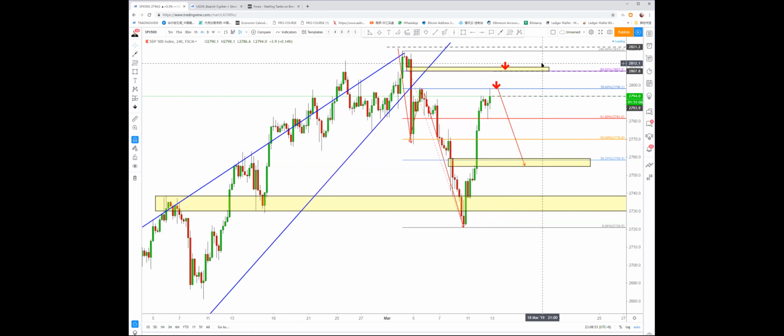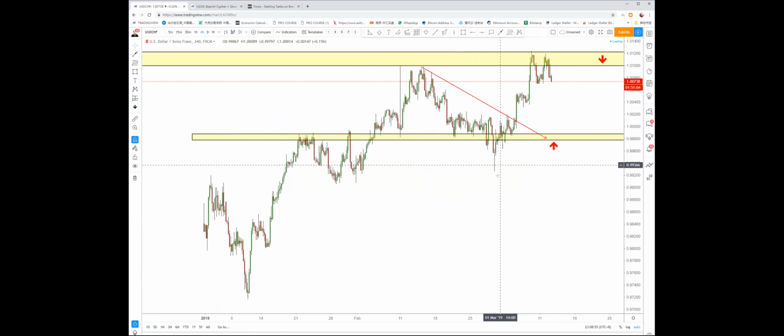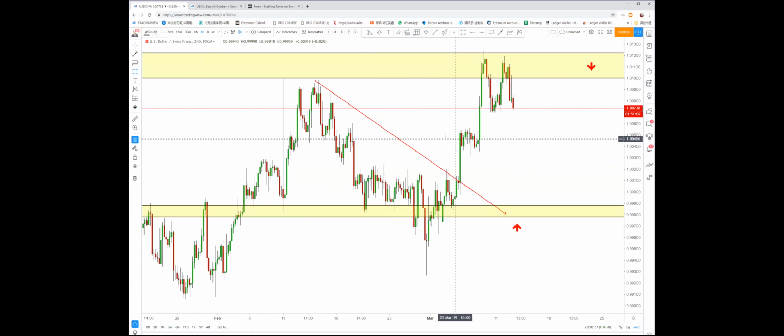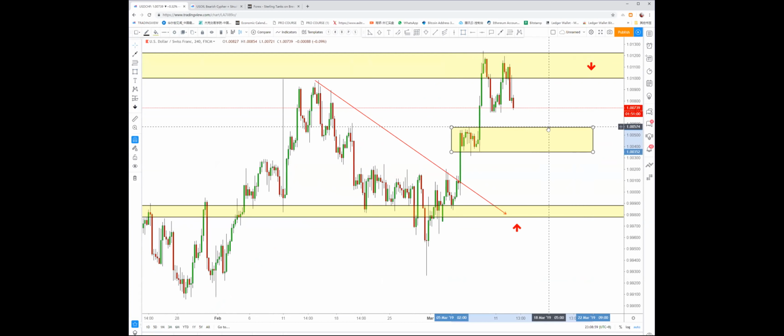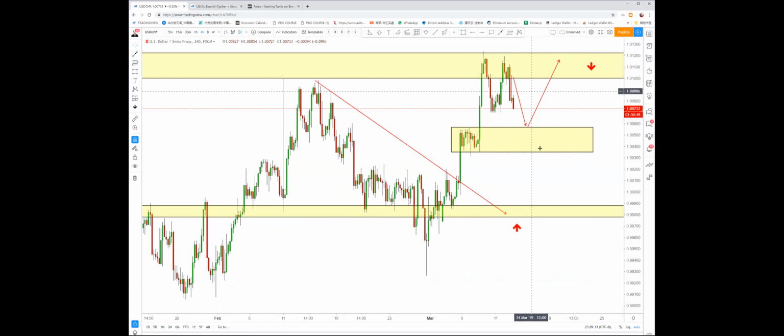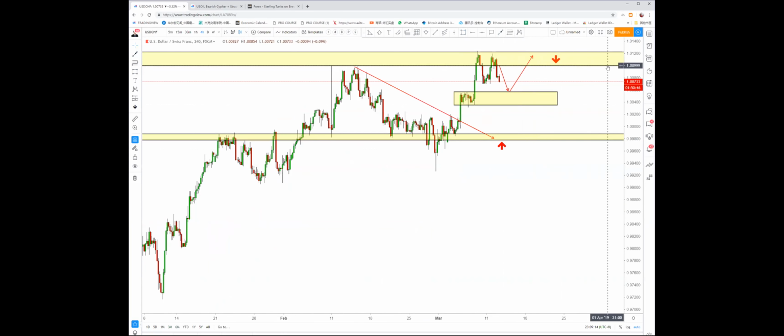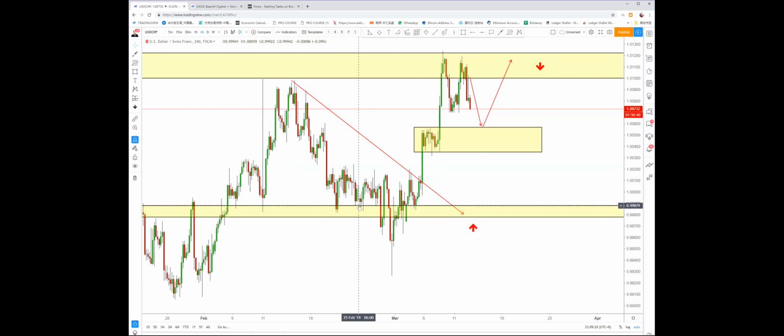Dollar Swiss will be similar to DXY. So dollar Swiss, buy from here, buy from 1.0057. You have to wait for the structure to be tested. Buy from here. Right now you have a double top. So if you already sold from 1.001, you already made money. But buy from here.